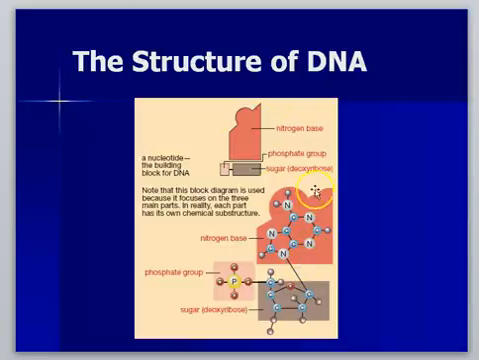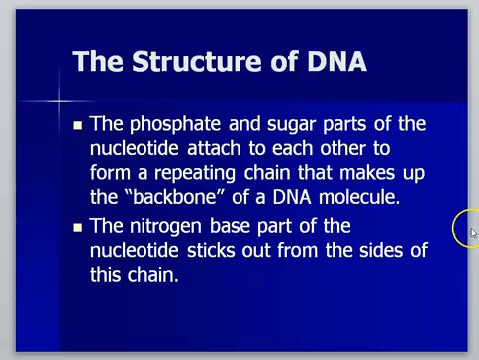Now this would be a basic diagram out of your textbook of what a nucleotide would look like. You have a phosphate group, you have a sugar group, and then you have a nitrogen base. If we wanted to get into the more detailed chemical structure of it, there's the phosphate again with the phosphorus. Here's your sugar molecule, your 1, 2, 3, 4, 5 carbon sugar molecule, and then there's your nitrogen base that comes off of that sugar molecule.